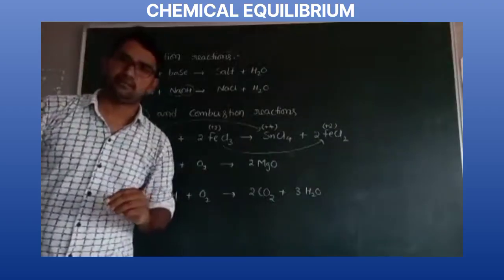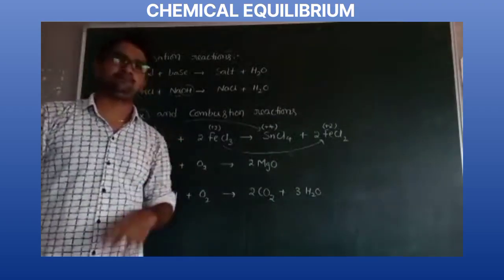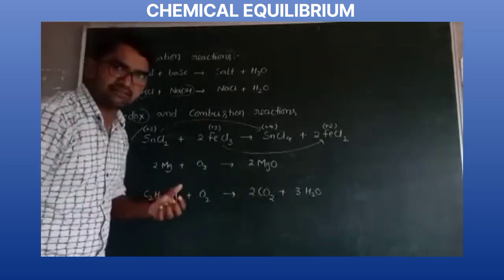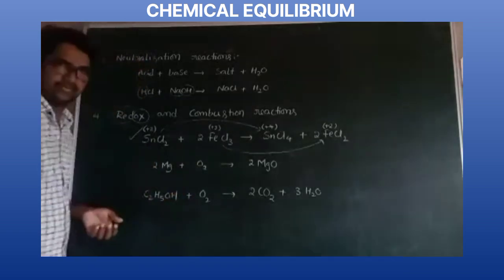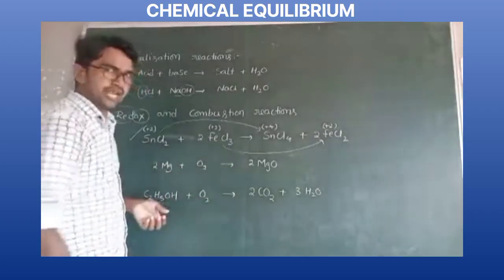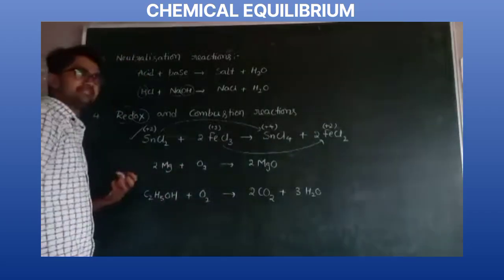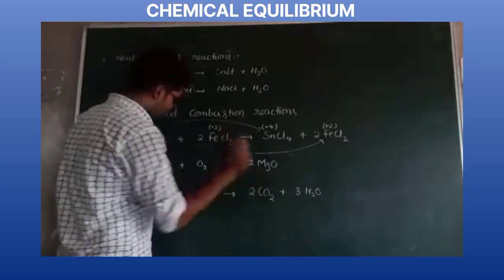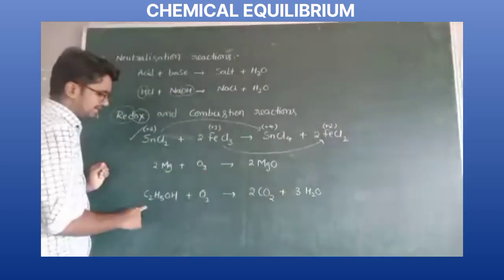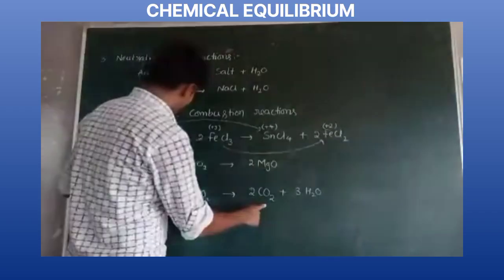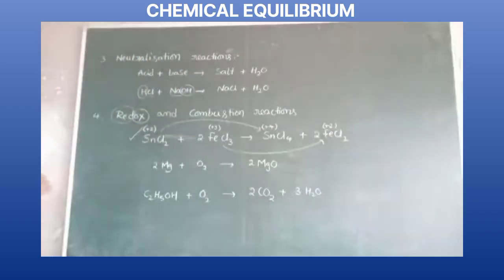Combustion means burning. For the combustion process, what is required? Oxygen is required. If something reacts with oxygen, those are called combustion reactions, directly heated in the presence of oxygen. So Mg plus O2 gives MgO. Ethyl alcohol, C2H5OH, reacts with oxygen and is converted to CO2.